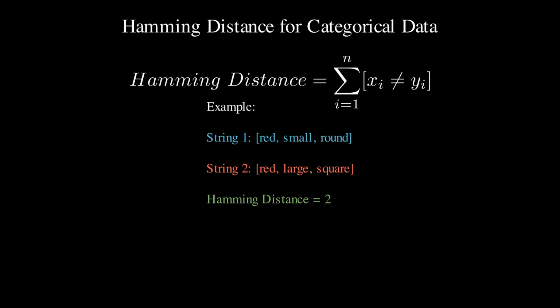For categorical data, we use Hamming distance, which simply counts the number of mismatches between attributes. In our example comparing two strings, the Hamming distance is 2 because they differ in 2 positions.